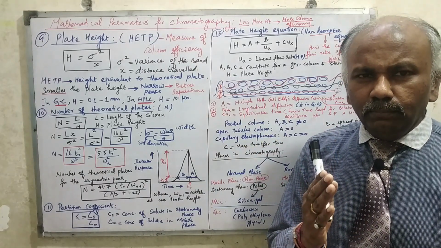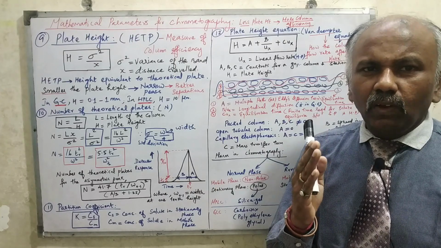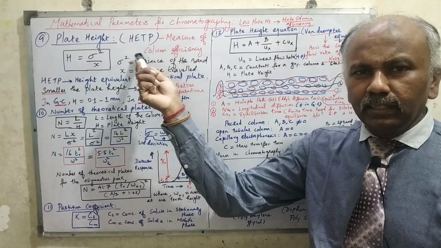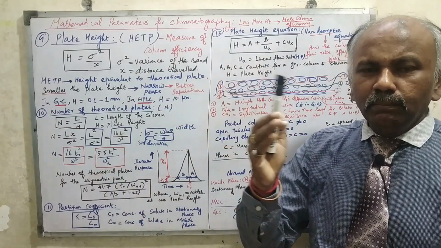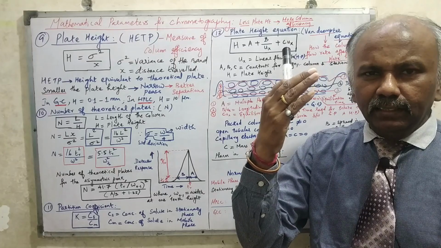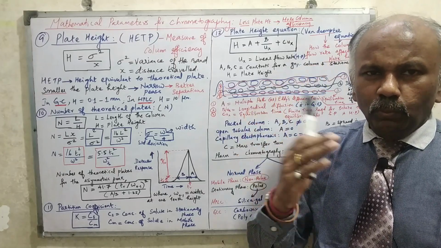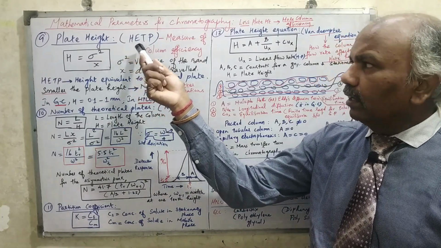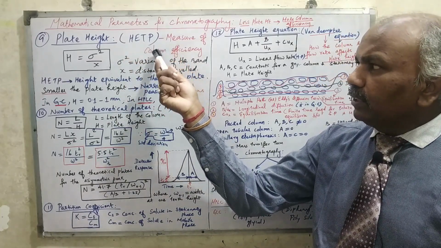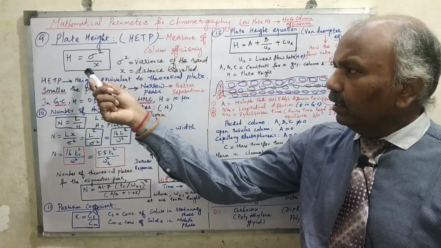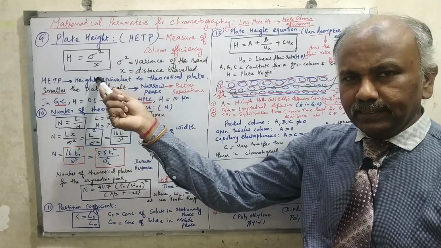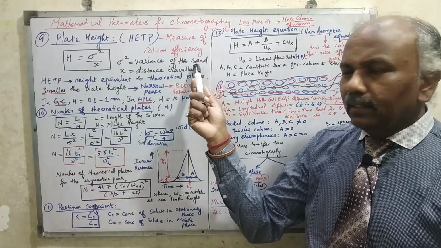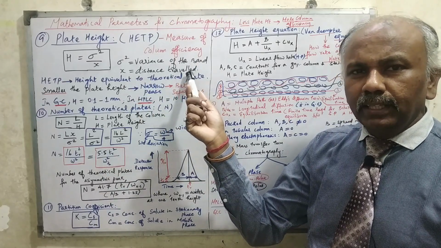So there is a relation between this HETP and column efficiency. If there is a low value of height equivalent to theoretical plate, automatically the column efficiency will be more. Similarly, if you have a high number of theoretical plates, the column efficiency will be better. So both of them are inversely related parameters. So what is this plate height or HETP? It is a measure of column efficiency, which is given by the formula H is equal to sigma square divided by X. What is sigma square? Sigma square is the variance of the band and X is the distance traveled by the sample.